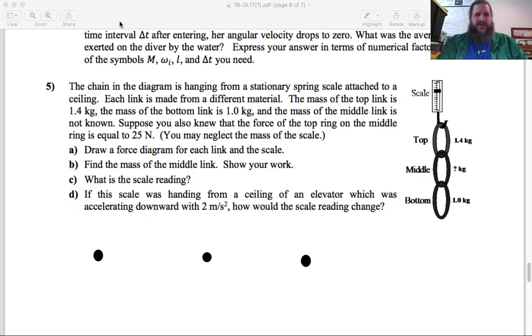So if we take a look at the top link, middle link, and bottom link, then I think we should be able to analyze the forces on each one. And of those, top, middle, and bottom, which one do you think is going to be the easiest to analyze? Yeah, the bottom link I think is going to be easiest, because what are the only forces acting on the bottom link?